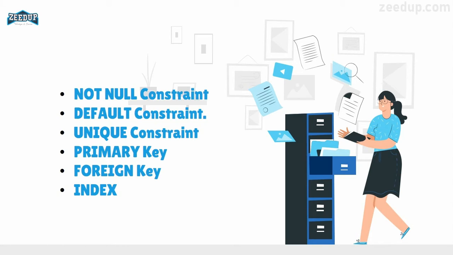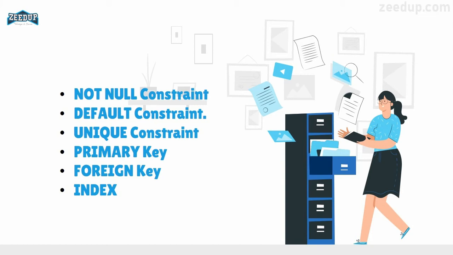The second constraint we have is the default constraint. For a column which cannot hold null values, if you have not provided any value for that particular column, then automatically a default value would be assigned to it. So this is the constraint known as the default constraint.